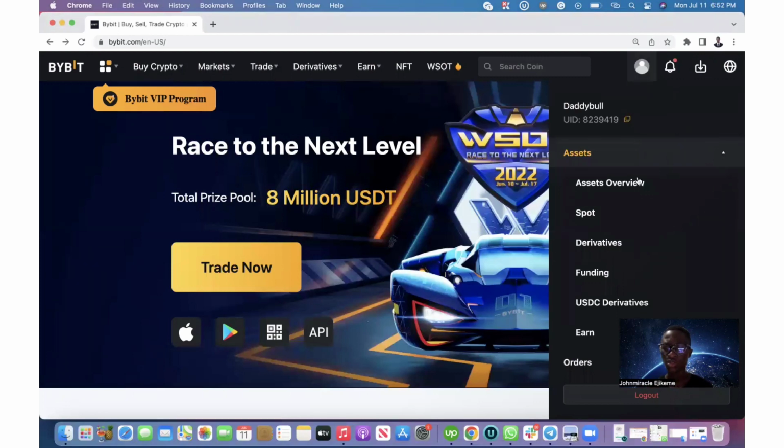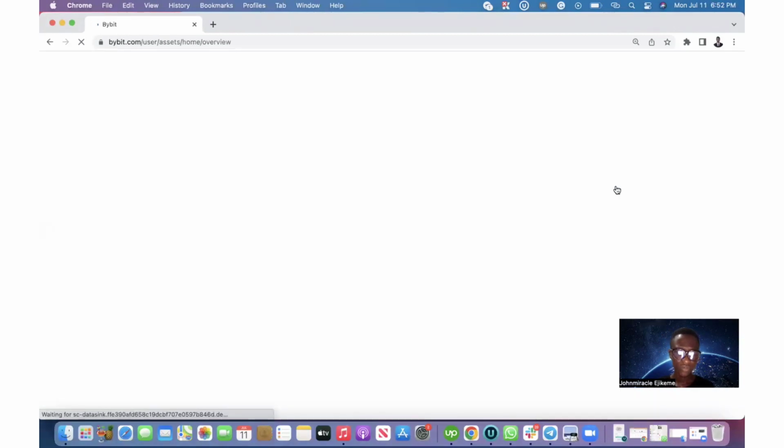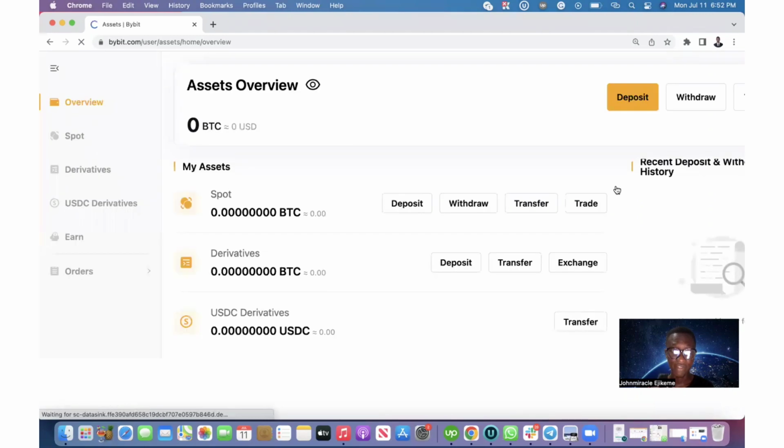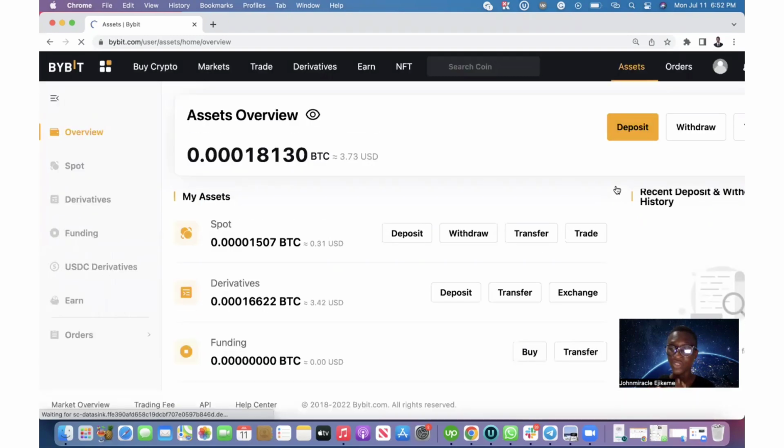I will go to assets overview, and then I'm going to deposit using the currency because I have the currency in my wallet. Had I wanted to deposit naira, I would have used the P2P section. But because I want to deposit USDT and I have it in my Trust Wallet, I'm just going to go to Deposit and choose the asset that I want to deposit, which is USDT.